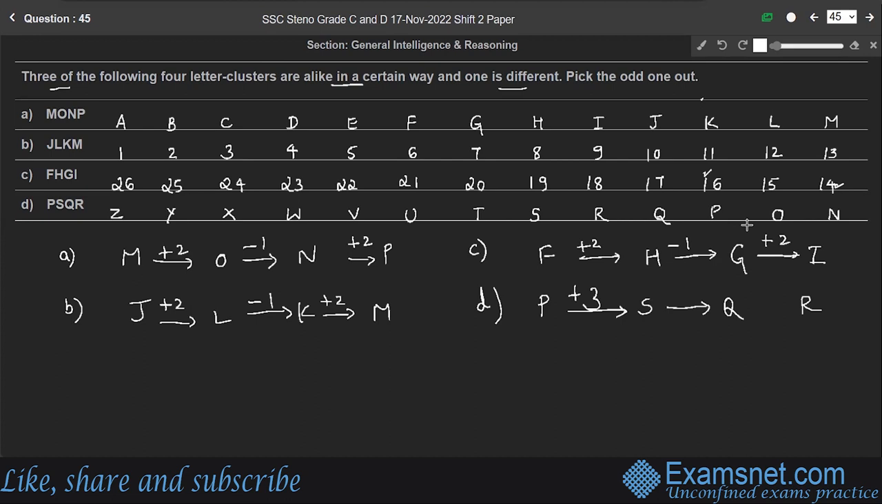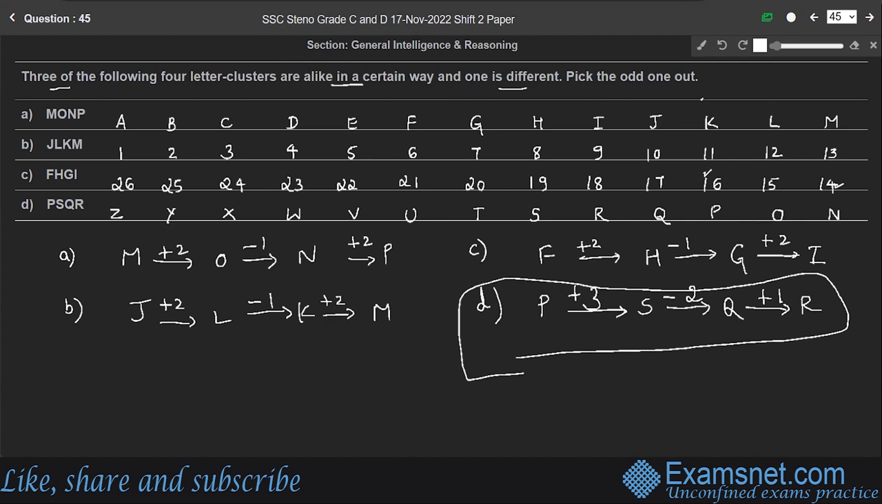Q is 17. So subtract 2 from S. You will get Q, right? And R is 18, Q is 17. Add 1 to Q to get R. Therefore, option D is the odd one out here. Therefore, option D.